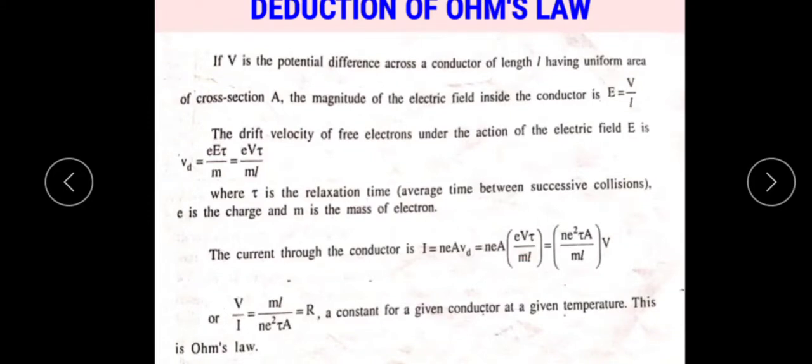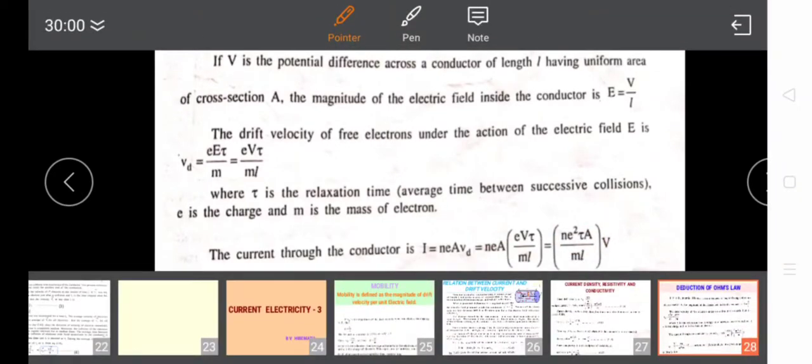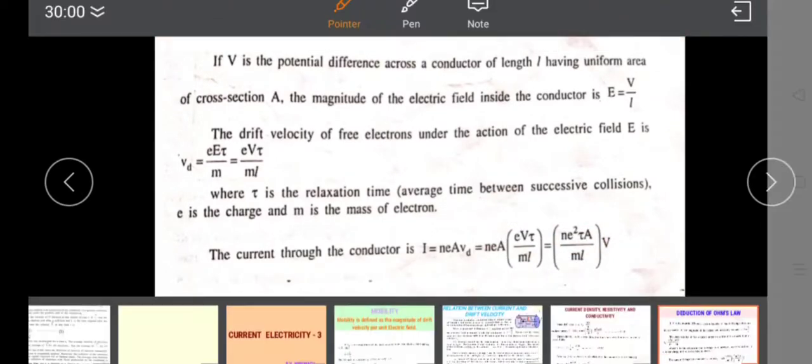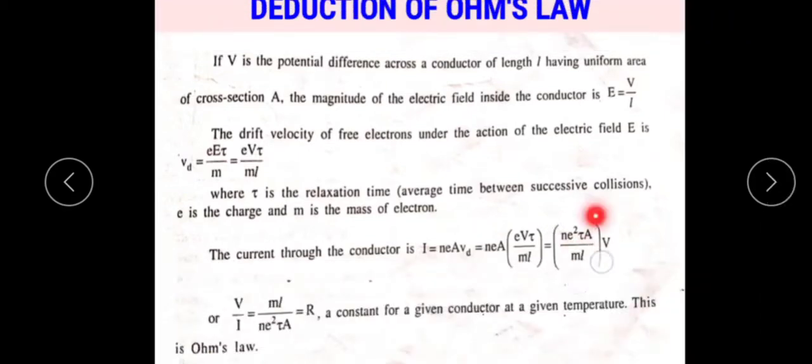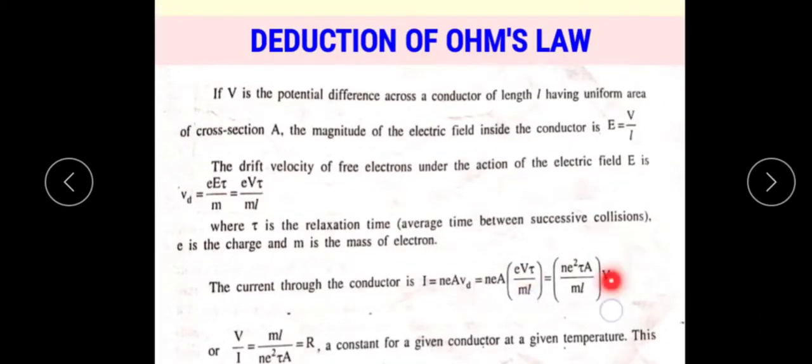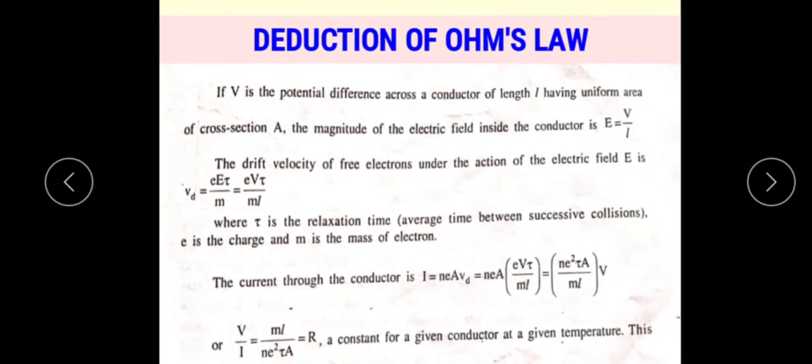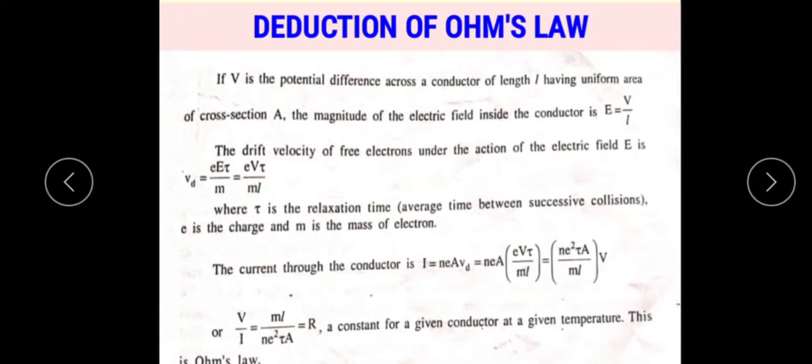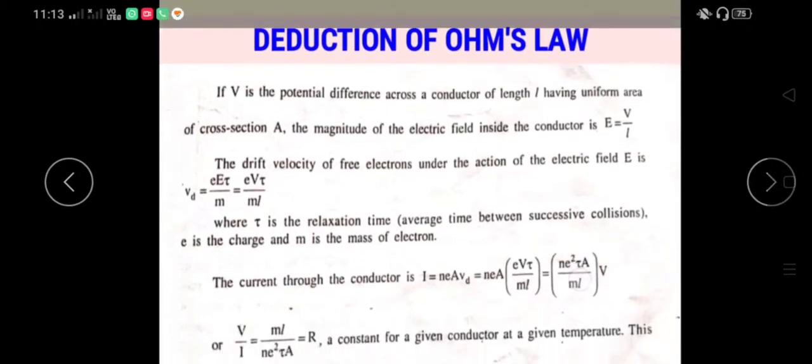So after multiplication, n keep as it is, e into e becomes e square, A keep as it is, tau divided by mL as it is, into V. This is an expression for current. So the current through the conductor, I equal to neAVd, is equal to n e square tau A divided by mL into V.